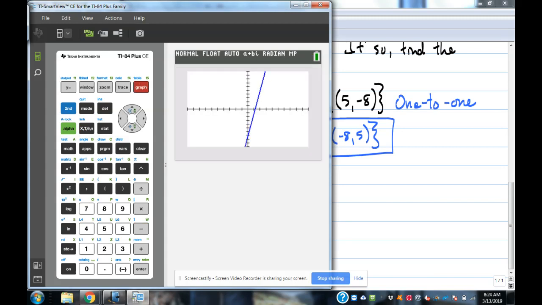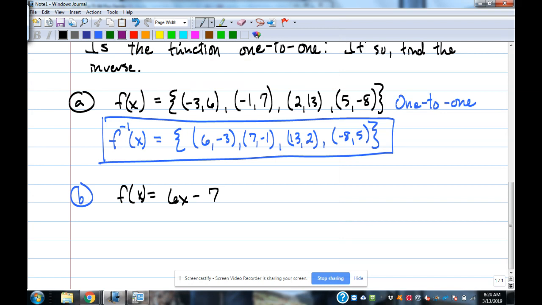You get that graph, and you can look at it there. So don't forget, you got a graphing calculator. That thing can do a lot of things. It'll help you. So definitely can do that. So this is one-to-one.